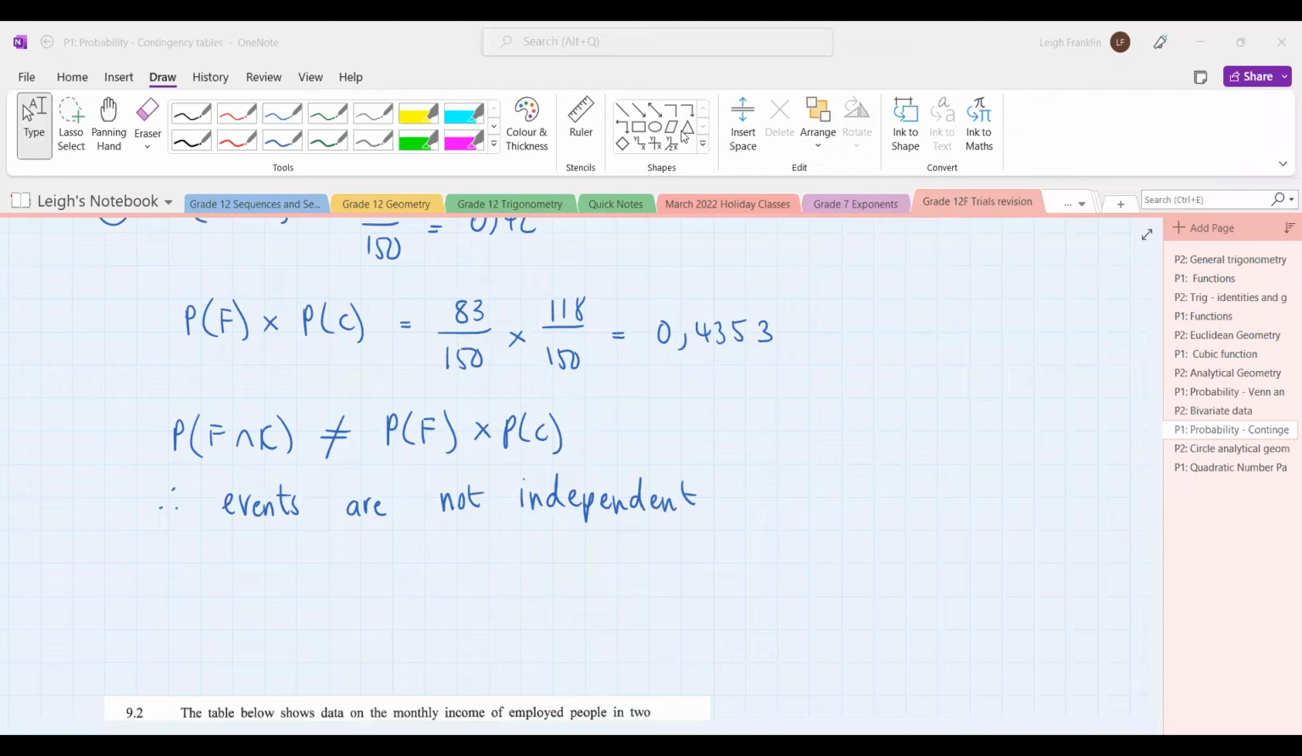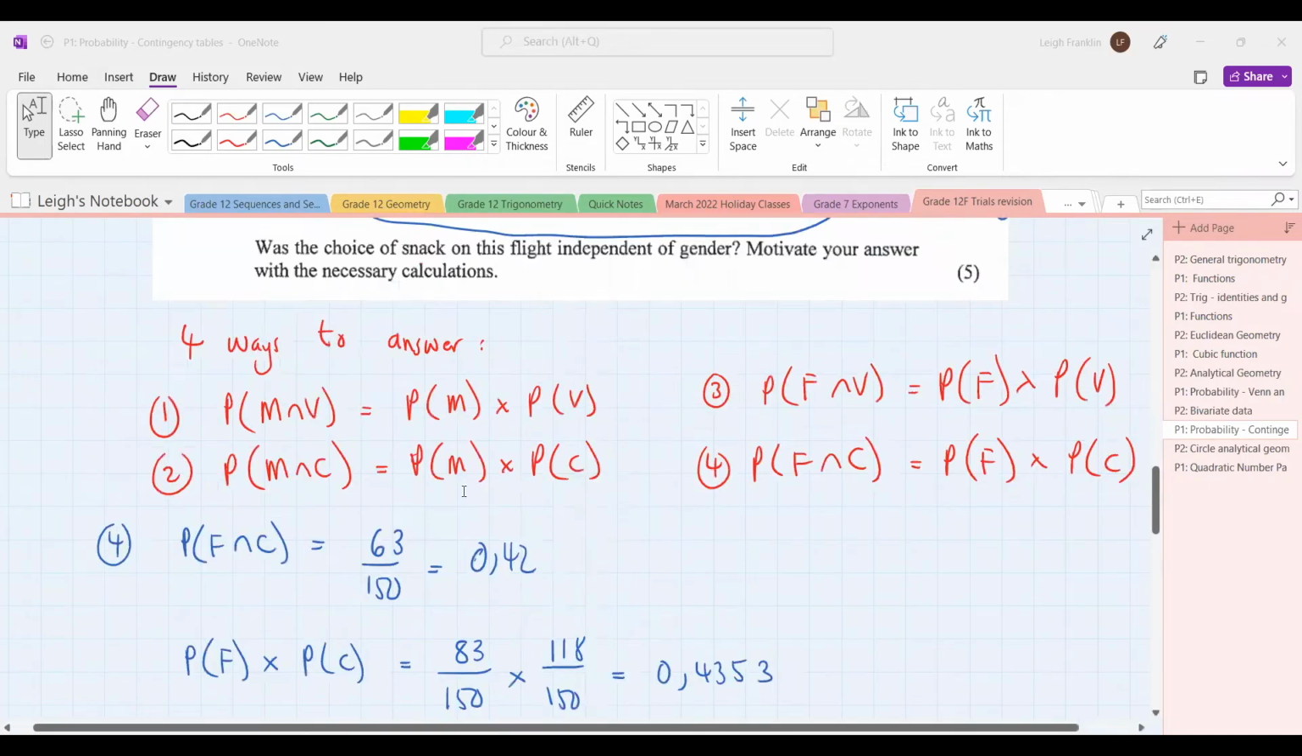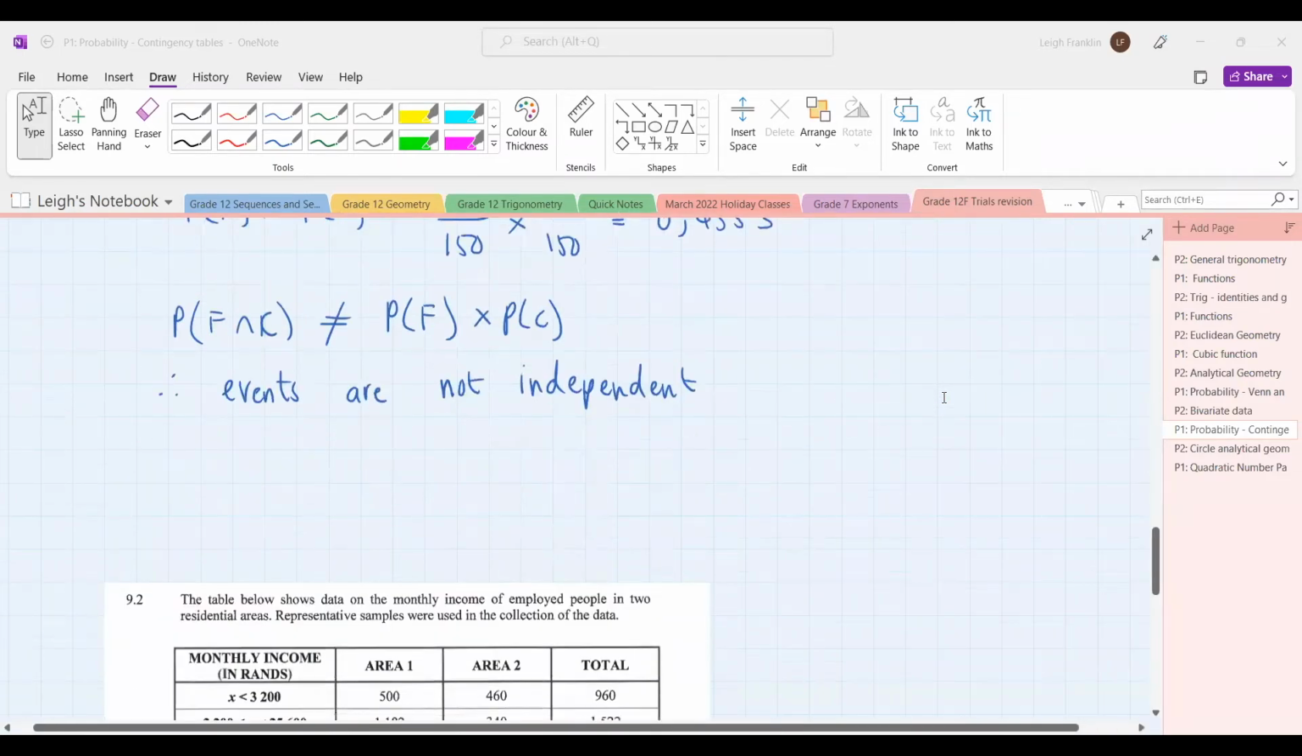Yes, they're dependent, because the left doesn't equal the right, Maya. If the left equals the right, then they are independent. Does that make sense? If the left equaled the right, then the events would be independent. It's like what I've written here in red. If the left-hand side equals the right-hand side, then the events are independent. If they don't, then they're not. Go for it, Maya.